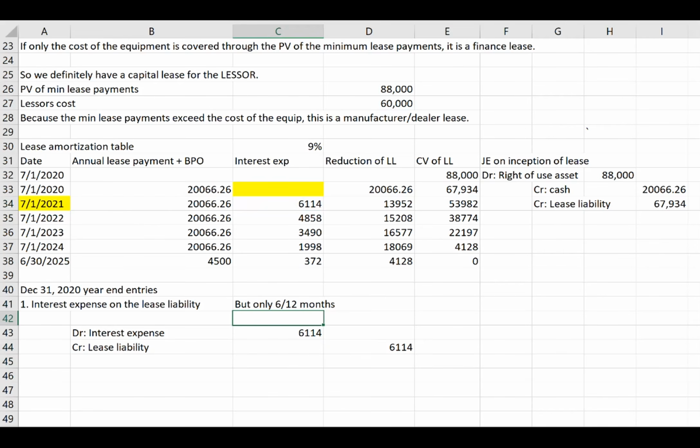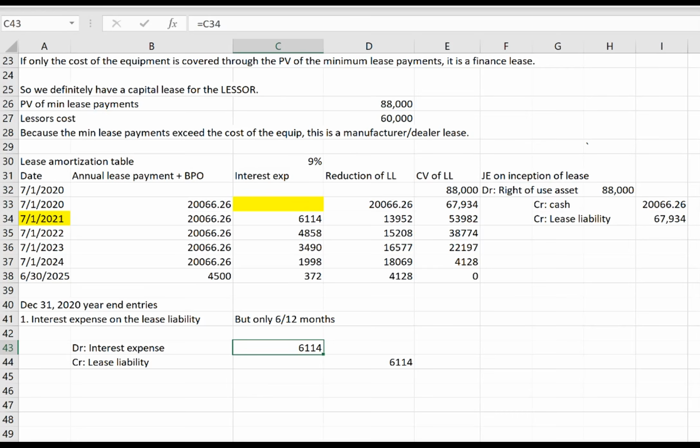So what we're going to do is we're going to take that amount from our schedule. I'll pull this up so you can see the formula here. And I'm going to multiply it by 6 over 12. Okay. And I'm going to adjust that amount down. So what I've done is I've taken the 2021 number and I'm just saying out of 6 over 12. So that's going to give me 3057 as my interest expense.